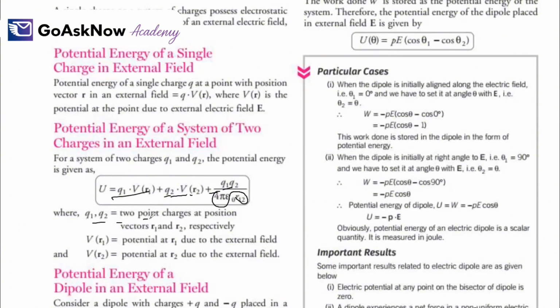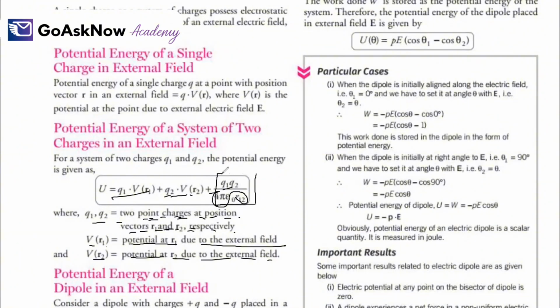Here Q1 and Q2 are two point charges at position vectors R1 and R2 respectively, and V(R1) is the potential at R1 due to the external field, and V(R2) is the potential at R2 due to the external field. I hope you got this point also, that this is the formula for two charges in an external field. So this extra term is coming out here.